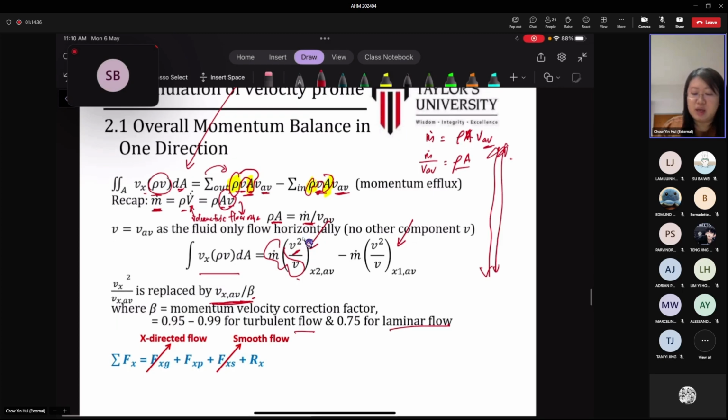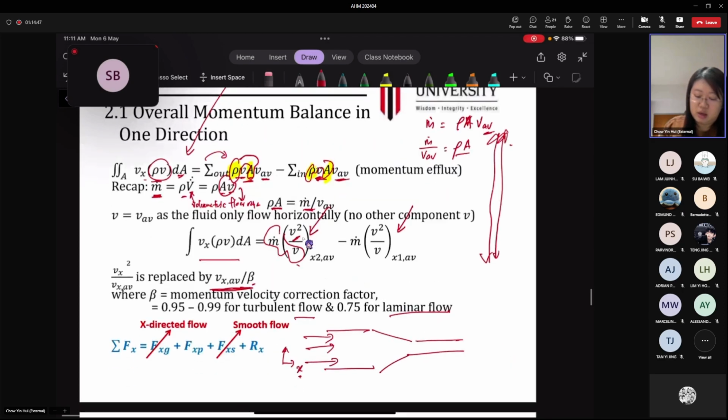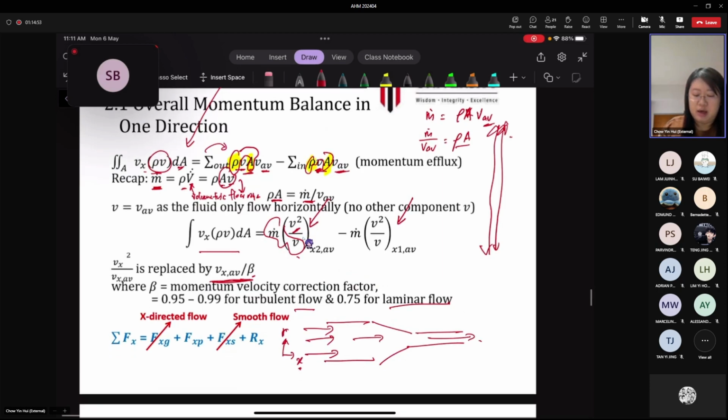Now, if we look at the case just now, when you have flow in a nozzle, right? So the flow is in this direction, where this is the x direction, which we denoted just now, and this one here should be the radial direction, right? So the flow is horizontal, which means that when we look at the sum of forces, it will be in the x direction. And for the left side of the equation, because the flow is horizontal, the body force, if you recall back, for horizontal flow is equal to 0, right?